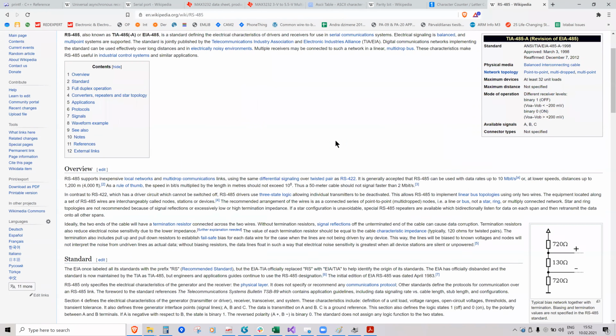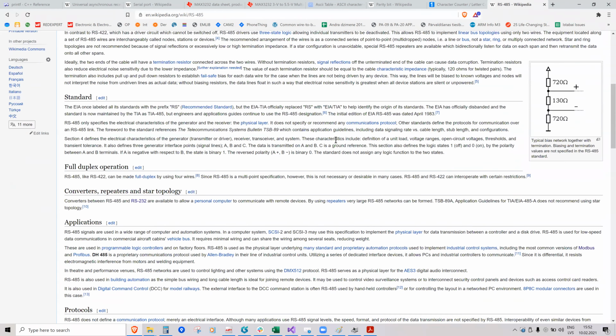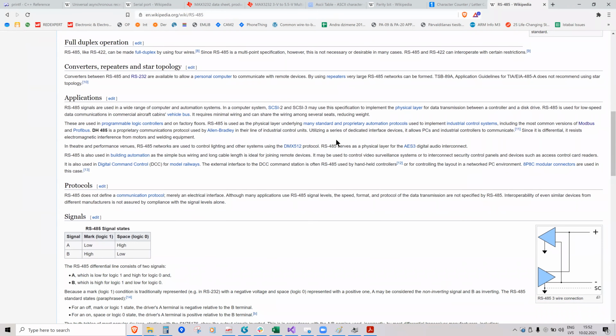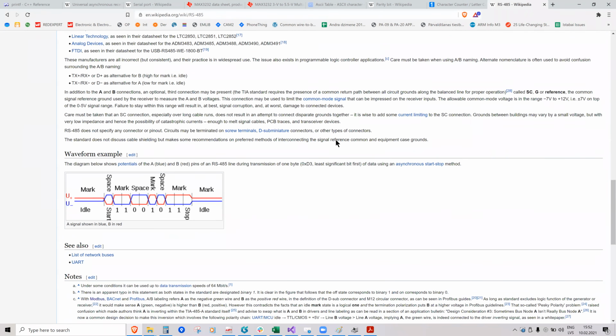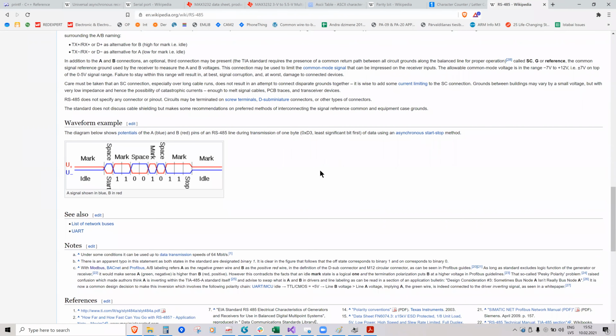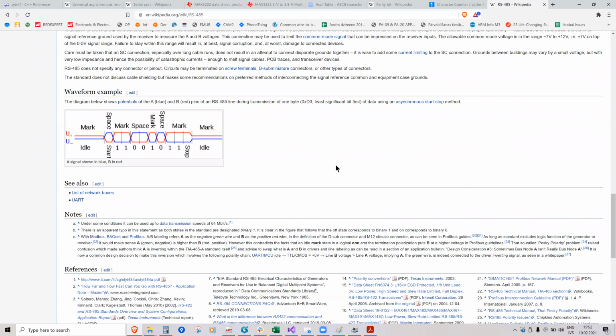Its principle is very similar, but it's used for longer lines, and you can send and receive data over the same line because it's differential, but you cannot send and receive data at the same time. But the message structure is the same, so you just have a differential line.